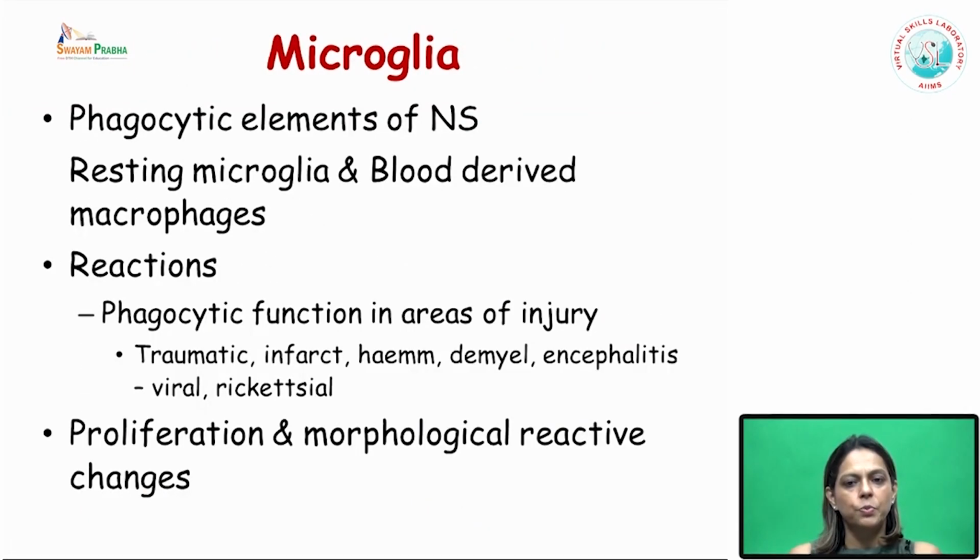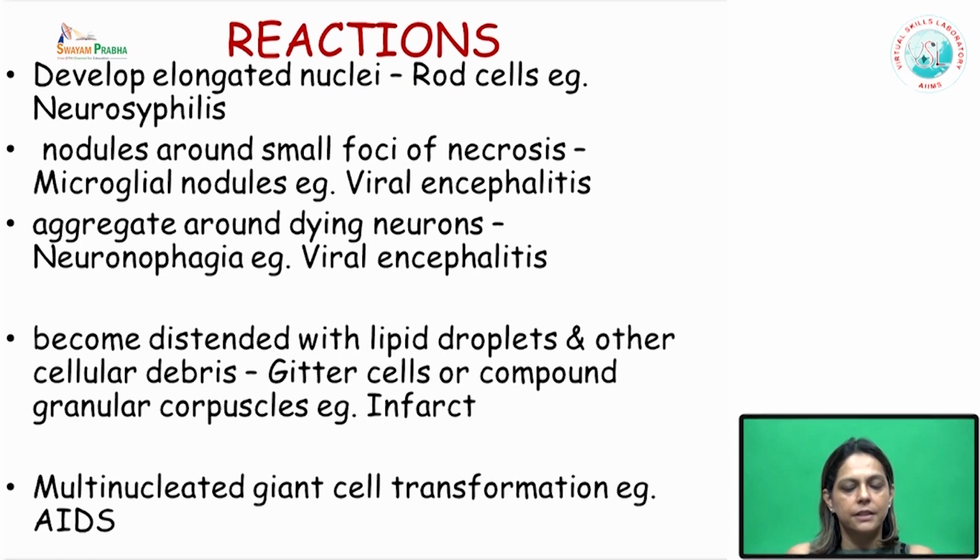Now coming on to the supporting cells or microglia. Microglia are nothing but modified macrophages, and so they are the phagocytic elements in the nervous system. In response to injury, microglia can also undergo various changes. When microglia proliferate, they can show different changes, like look at this slide.